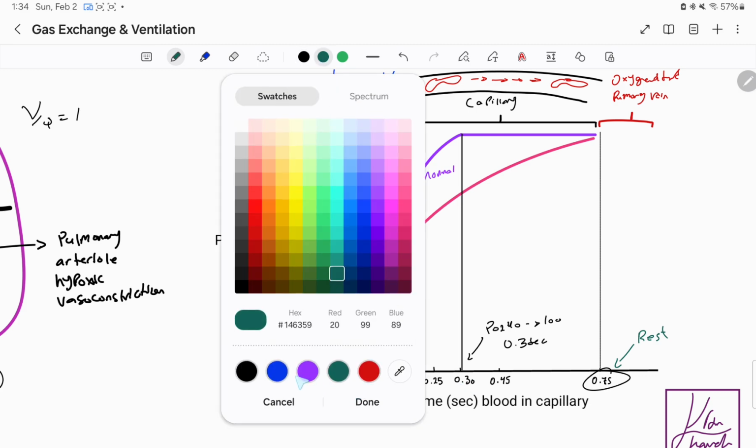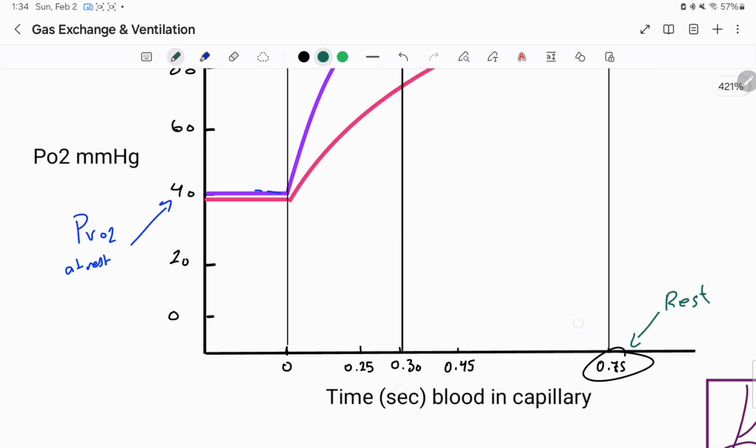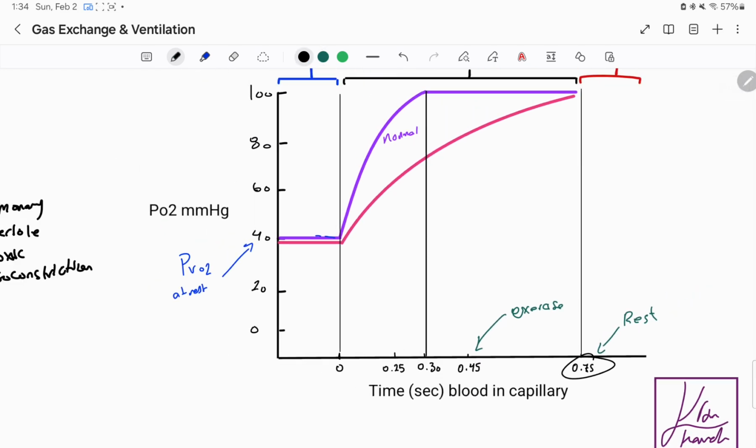Okay. But let's take another scenario. Let's erase this. Let's say that our transit time, the amount of time I spend in the capillary, drops down from 0.75 to 0.45. When might that happen? That happens, guys, during exercise. If that happens during exercise, instead of spending 0.75 in the capillary bed, I actually spend only 0.45. Is that still enough time for me to oxygenate my blood?